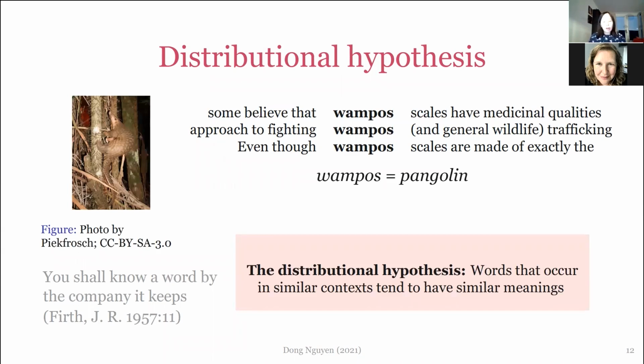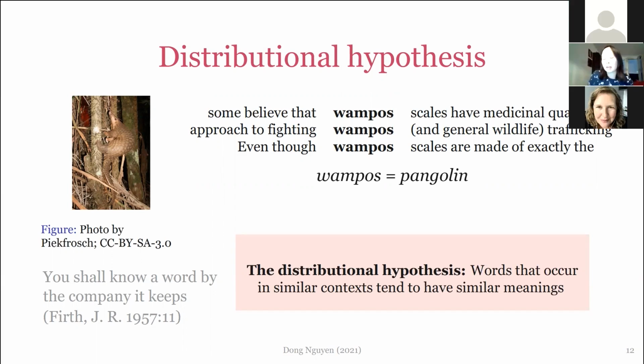So the distributional hypothesis is that words that occur in similar contexts tend to have similar meanings. So a lot of the methods that are used in natural language processing to learn the meaning of words are based on looking at the context in which these words occur.